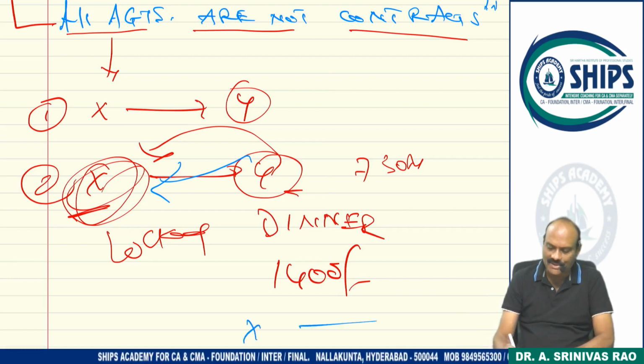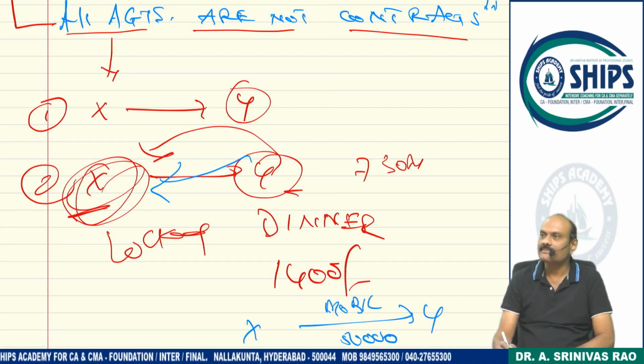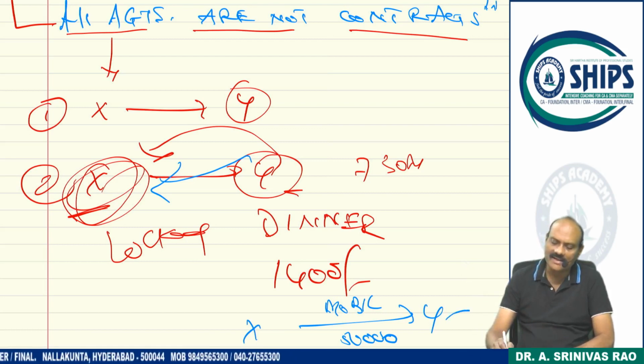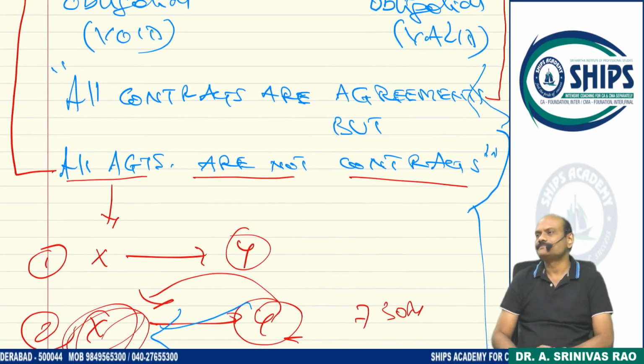X made a proposal to Y. Will you buy my mobile for rupees 50,000? He said yes. Offer is there, acceptance is there, agreement is there. Is this sale of mobile valid or invalid? Valid. They intended to create a legal relationship. That's why this is a contract.